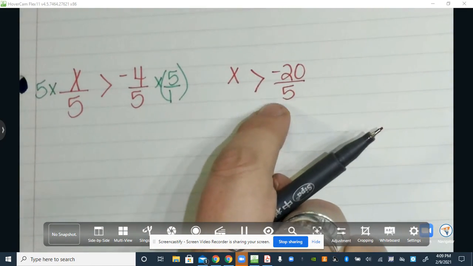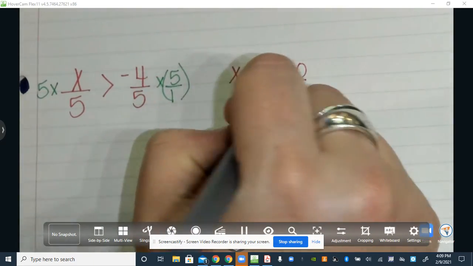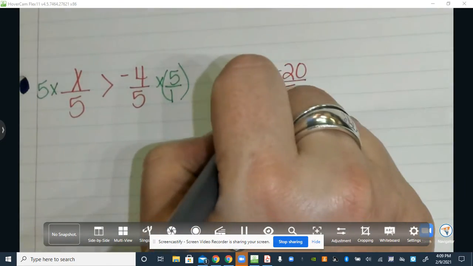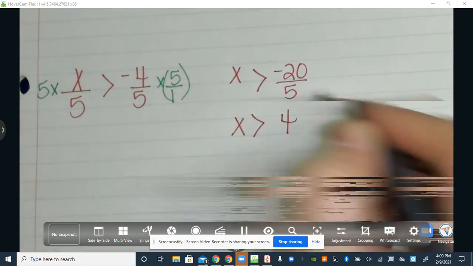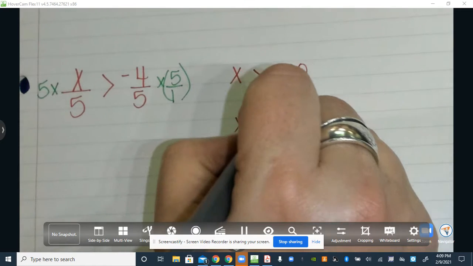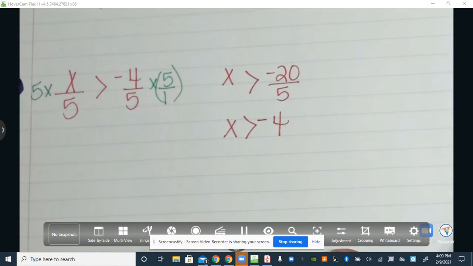Now, I have an improper fraction here, guys. So I'm just going to rewrite it so it's a mixed number. Or actually, if you look at it, it's not a mixed number because 5 can go into 20 4 times. And a negative and a positive give me a negative. So my answer would be x is greater than negative 4.